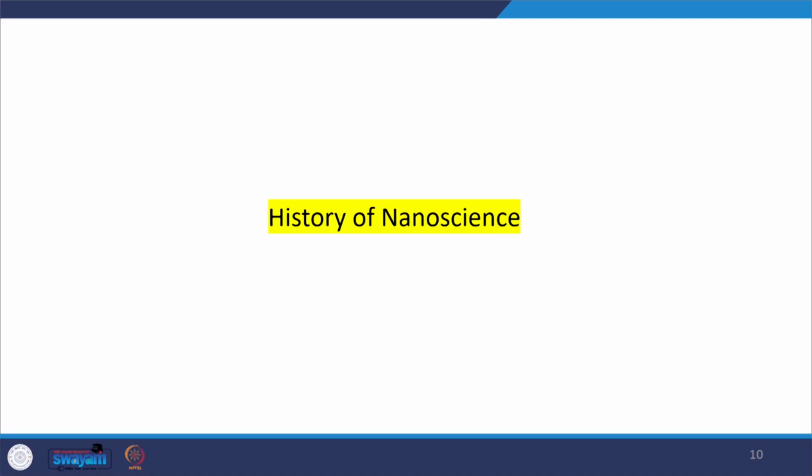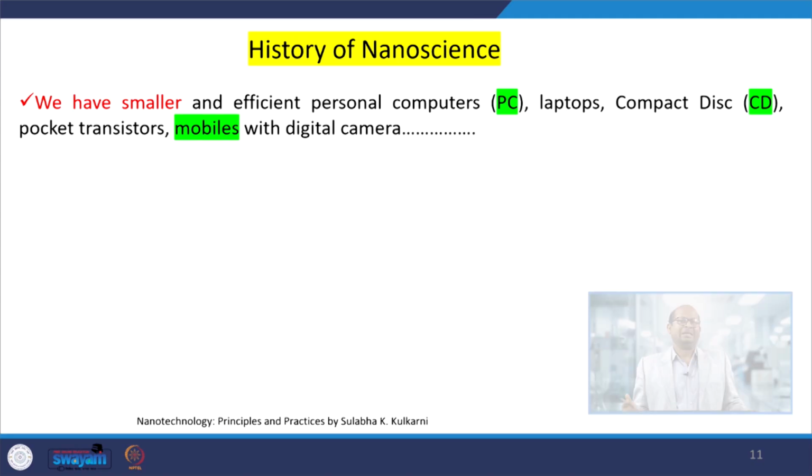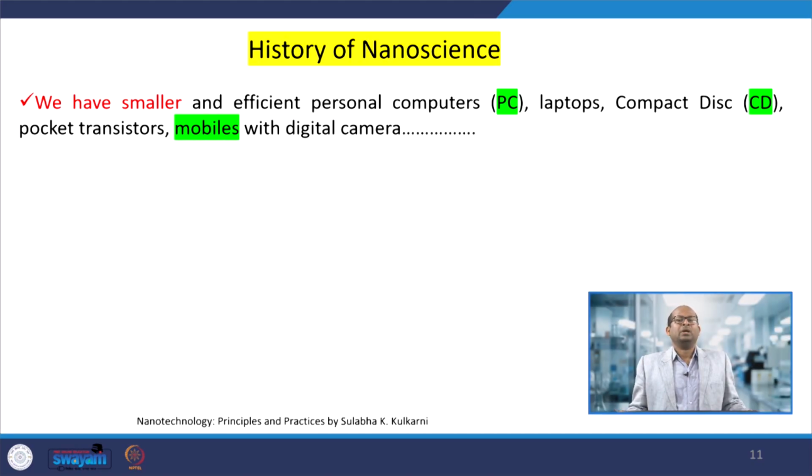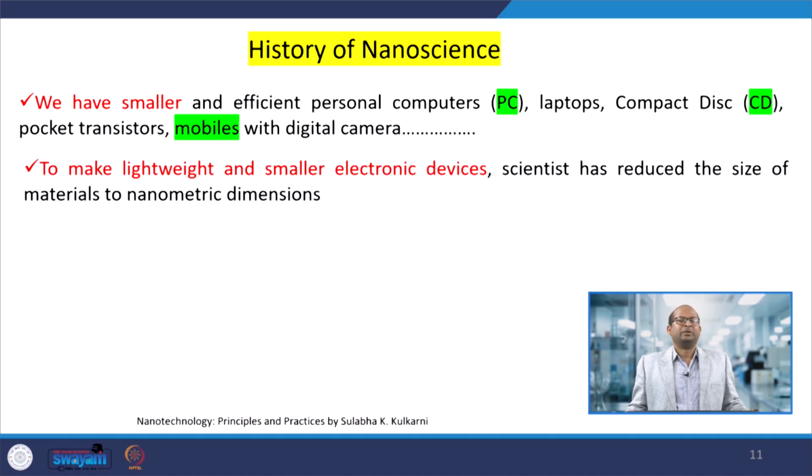So, how has nanoscience developed? We have smaller and more efficient personal computers. Nowadays we are using personal computers, laptops, compact discs, pocket transistors, mobiles and digital cameras. Initially, whatever things we used were very heavy and bulky. Day by day they have changed into lightweight and smaller electronic devices. That is only possible because scientists have reduced the size of the materials to nano dimensions. As a result, the overall system has been reduced in weight as well as size.